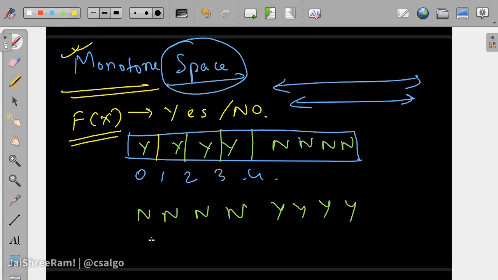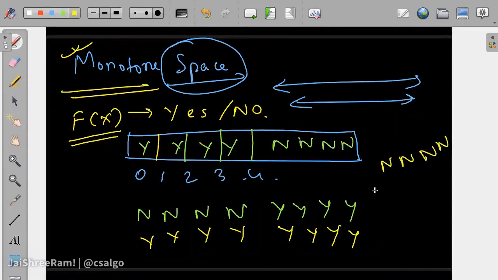Can the yes and no's be mixed? No, yes and no's cannot be mixed. So this is a valid monotone space. All no's is also a valid monotone space, but this is not a valid monotone space. Okay, this is not a valid monotone space.